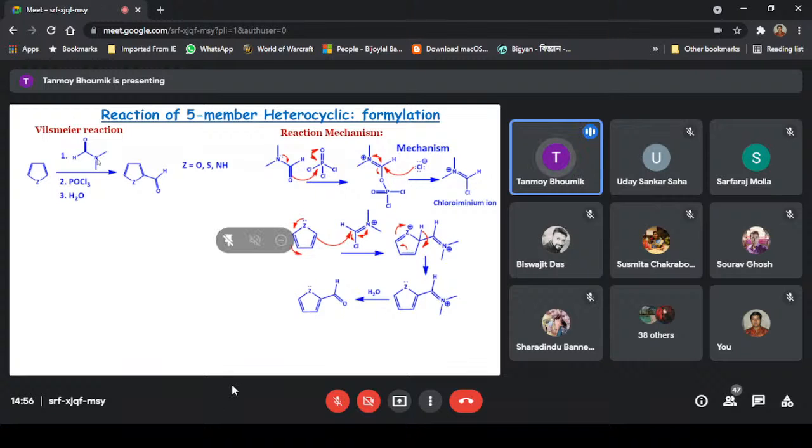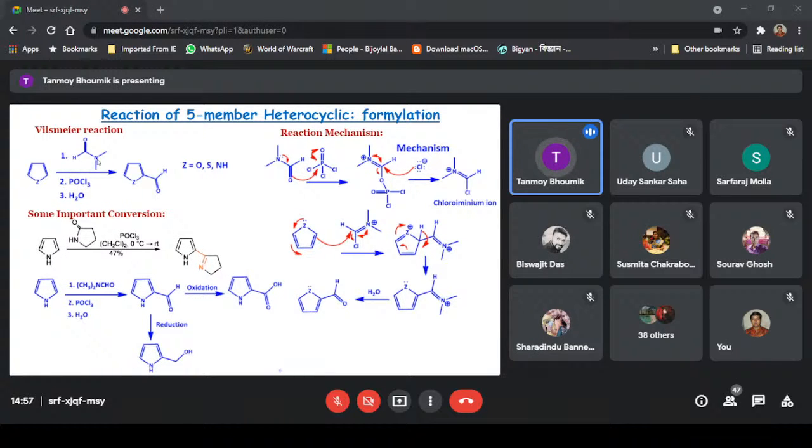Presented mechanistically, it forms the imine complex. From the imine complex, this imine compound will be a chloroimine compound. This chloroimine compound will react at the ortho position of any kind of heterocyclic compound. It reacts at the ortho position, and after that, just hydrolysis. Here is some important conversion. The pyrrole is there, and the pyrrole is converted into this secondary amine at the alpha position.